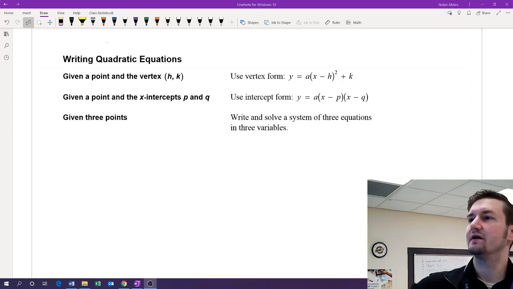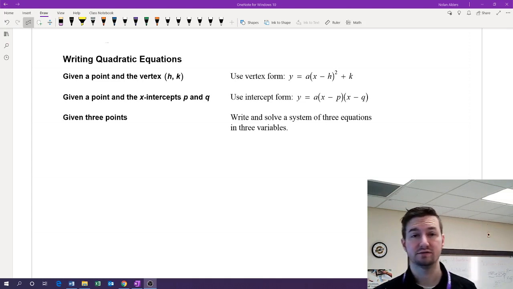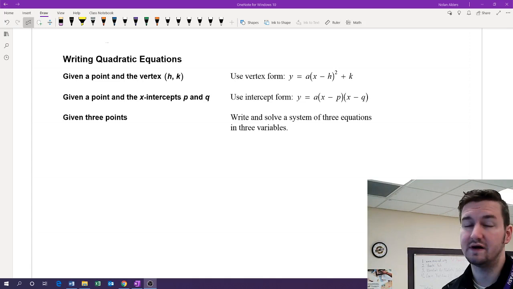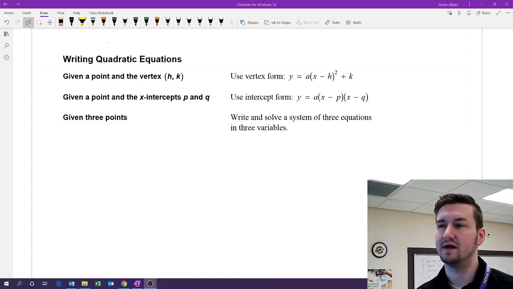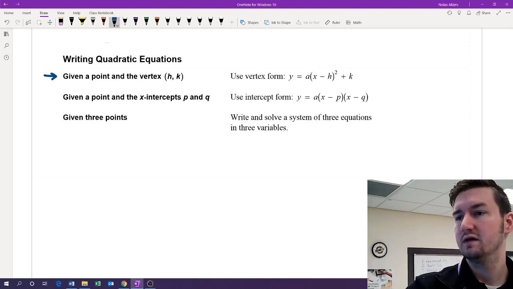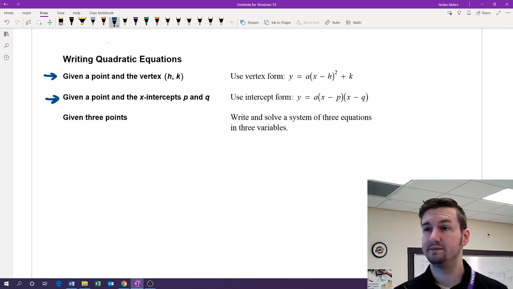So in this video I'm going to show you all how to write some quadratic equations based on given information. So we're going to have three cases that we're going to look at. Actually, in this video we're only going to look at two of them. We're just going to look at these first two cases, and then I'm going to try to make a follow-up video for that third case.